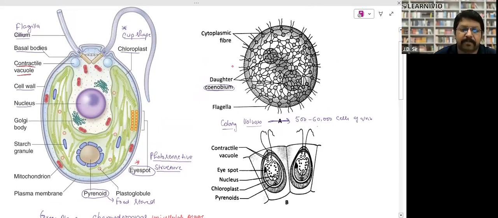There is one more example. They have the colony. It's a colony of volvox. What does this diagram belong to? Colony of volvox.